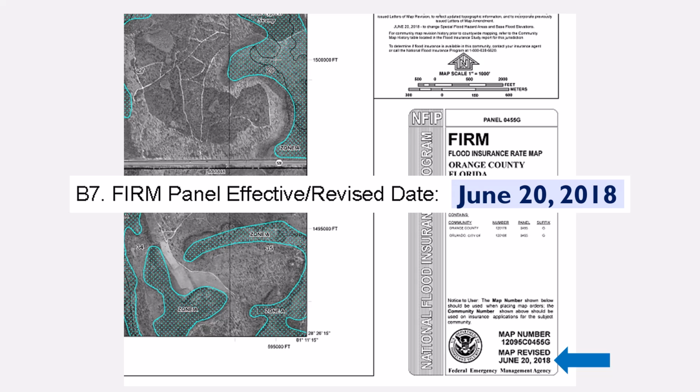The date that is on the effective panel is the date to enter in B7. For the City of Orlando, you see the date is June 20th, 2018. This makes sure we are looking at the correct flood zone, base flood elevation, and any other information in the current effective FIRM panel. This must be a date, and the field cannot be left blank. It can be written out like this, June 20th, 2018, or in a date format like this, 6/20/2018.